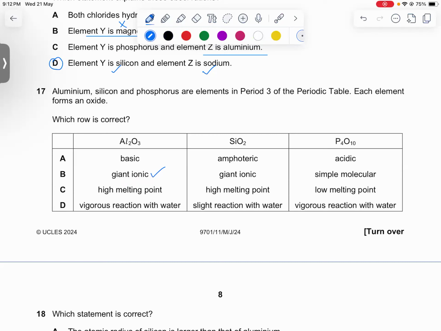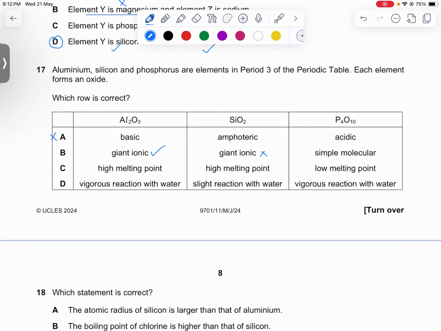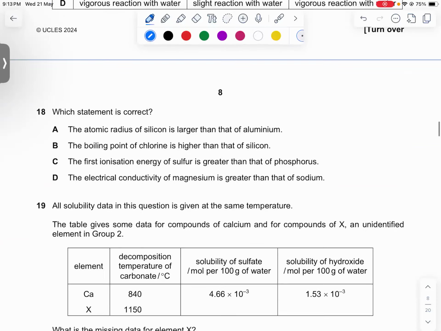SiO2. Is SiO2 having a giant ionic lattice? That is not true. So let's look at option C now. So A is wrong because of basic, right? B is wrong because of silicon dioxide. Now let's look at C. Aluminum oxide has high melting point. That is a true statement as well. SiO2 has high melting point. That is also a true statement. P4O10, does it have a low melting point? That is also a true statement. So the correct answer is C. All right. Next question.